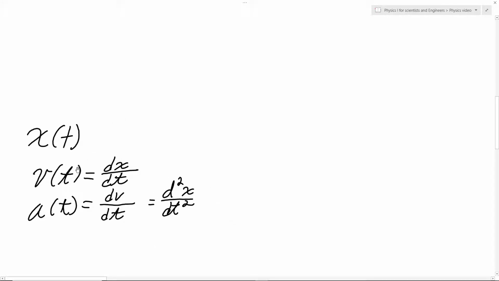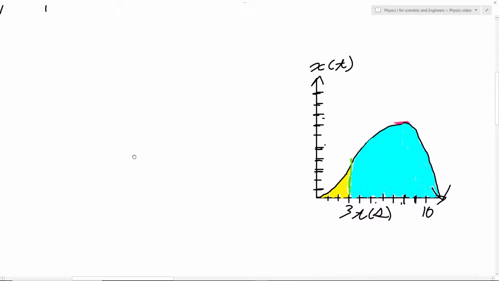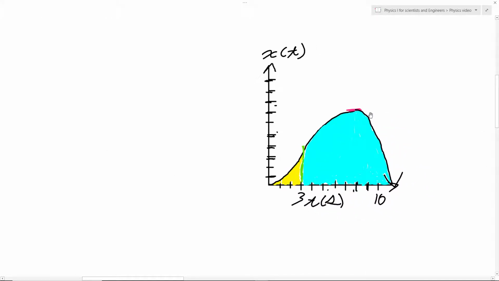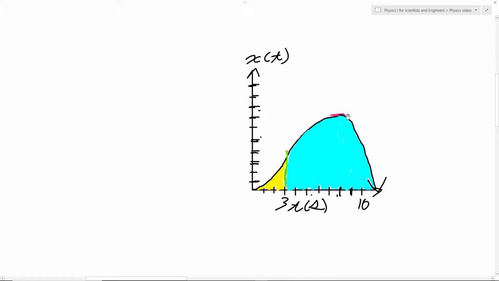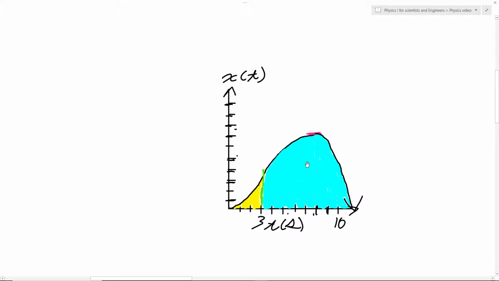The first derivatives of position and velocity being velocity and acceleration, while acceleration is also the second derivative of position. This can also be determined graphically. Let's say you were asked to find out information on an object's velocity and acceleration based on its position graph. We know that velocity is going to be the derivative of position and acceleration is the derivative of velocity.